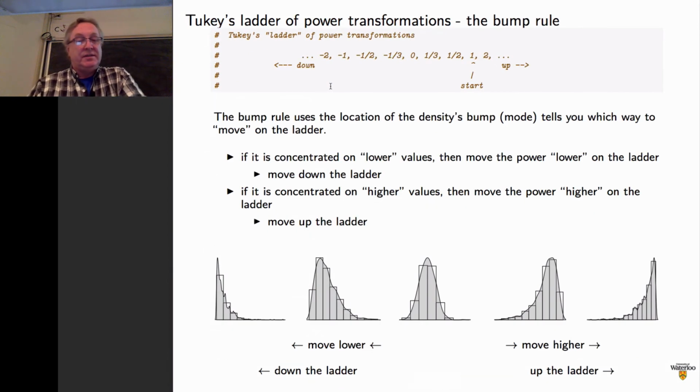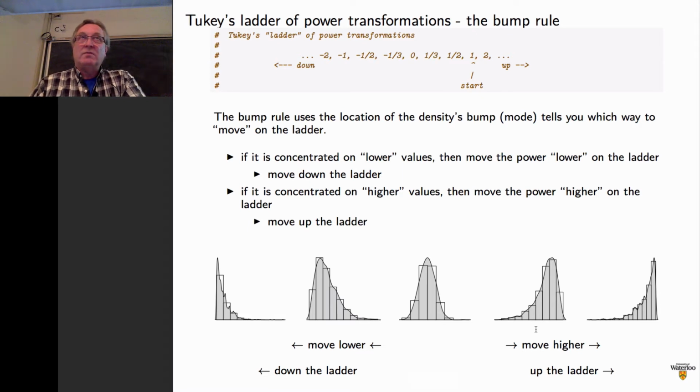And the suggestion is that if you see the bump on the low side on the left, then you need to move down the ladder. If you see it on the right, on the high side of the X, you need to move up the ladder. So if I gave you a plot of this, say for example on a midterm examination, I told you that was actually the square root of the sunspot data or something else.